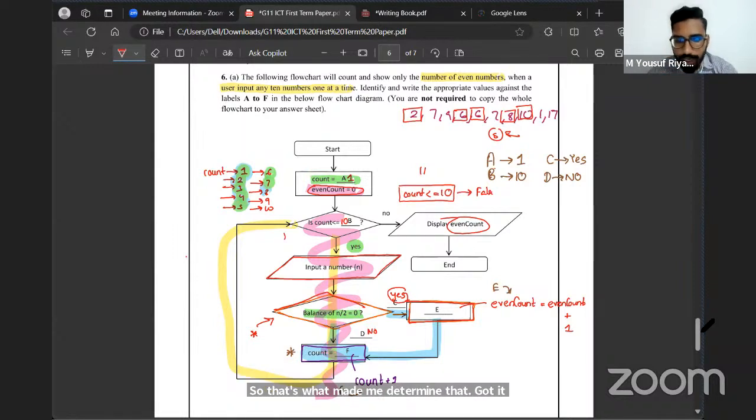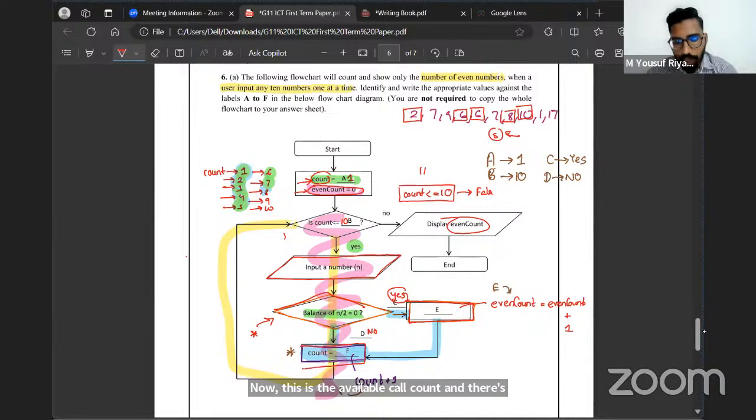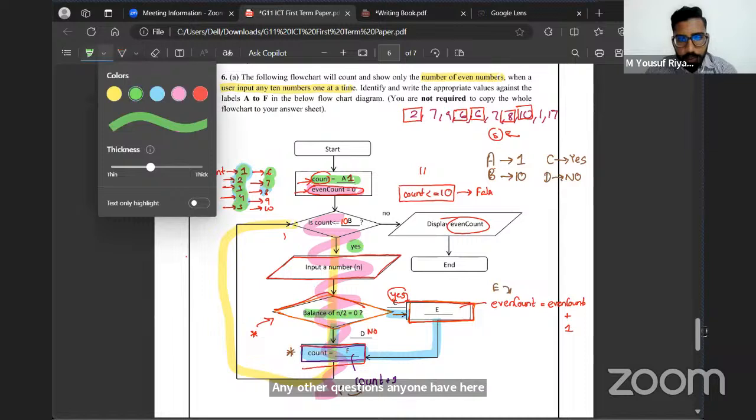If it is odd, then it will update the value of count directly. This is the normal count, not even count, the general count. There's a variable called count and there's another variable called even count. If it is odd, it will only increase the value of count. If it is even, it will increase the value of even count as well as count. You can see both are coming to the blue color statement. Any other questions anyone has here? Any other questions?